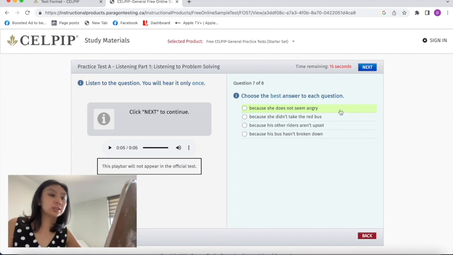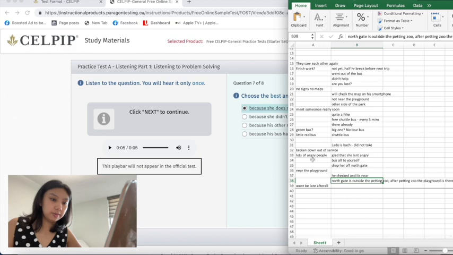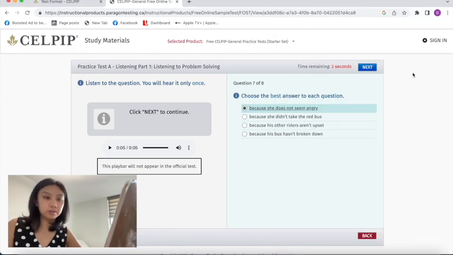the passenger, did not seem angry because she didn't take the red bus. His other riders and accept she did not seem angry. Sinabi niya yun, no, sinabi niya na lots of people angry and the bus driver is glad na she isn't.